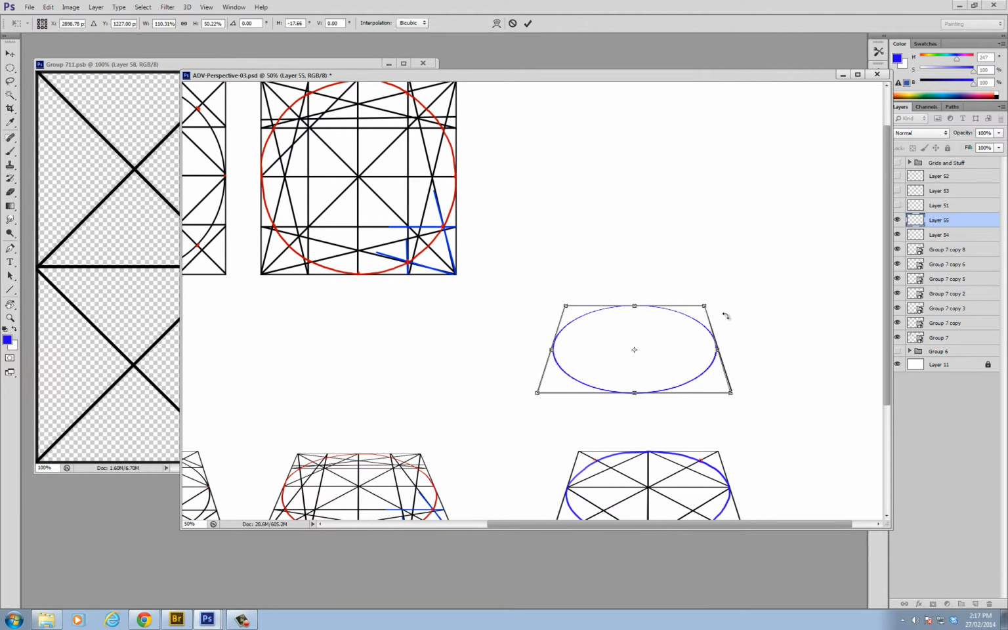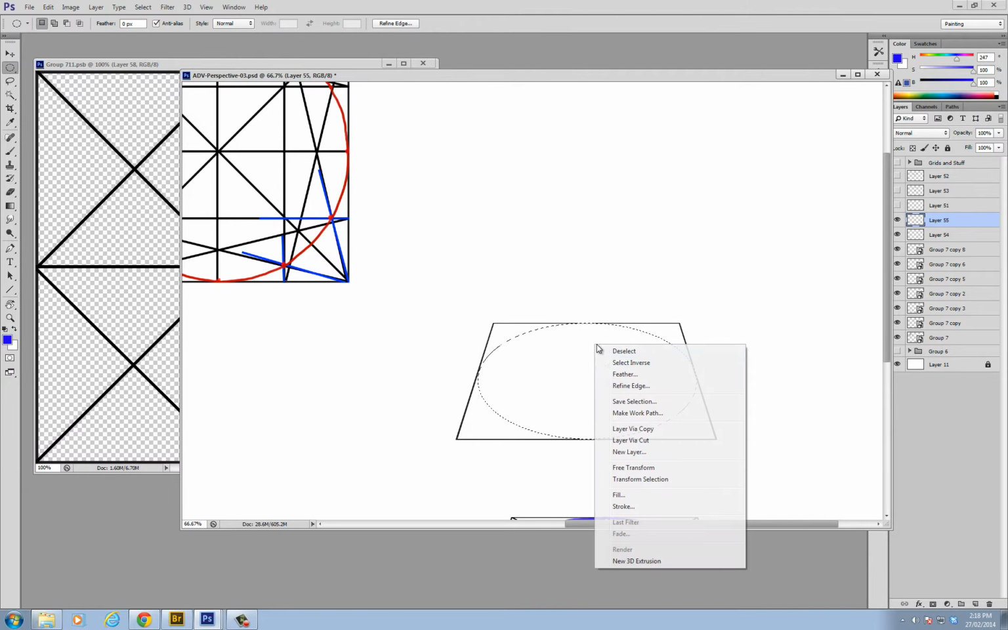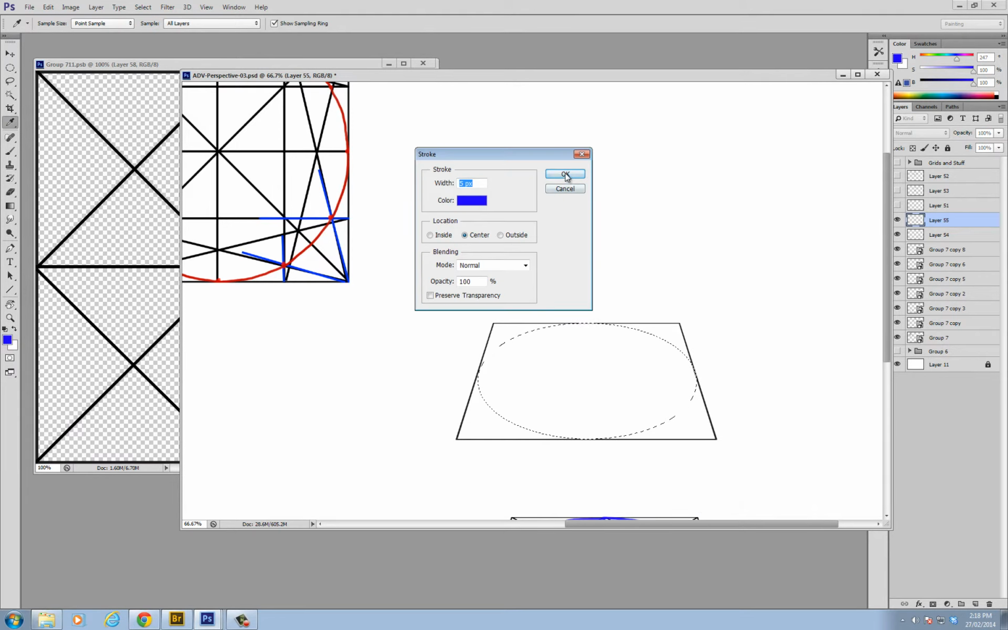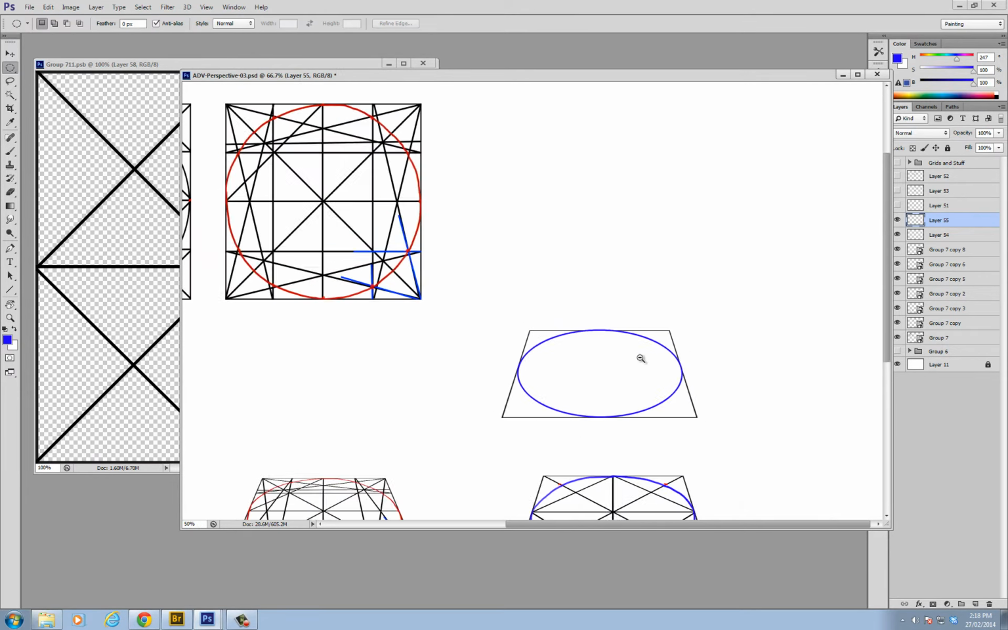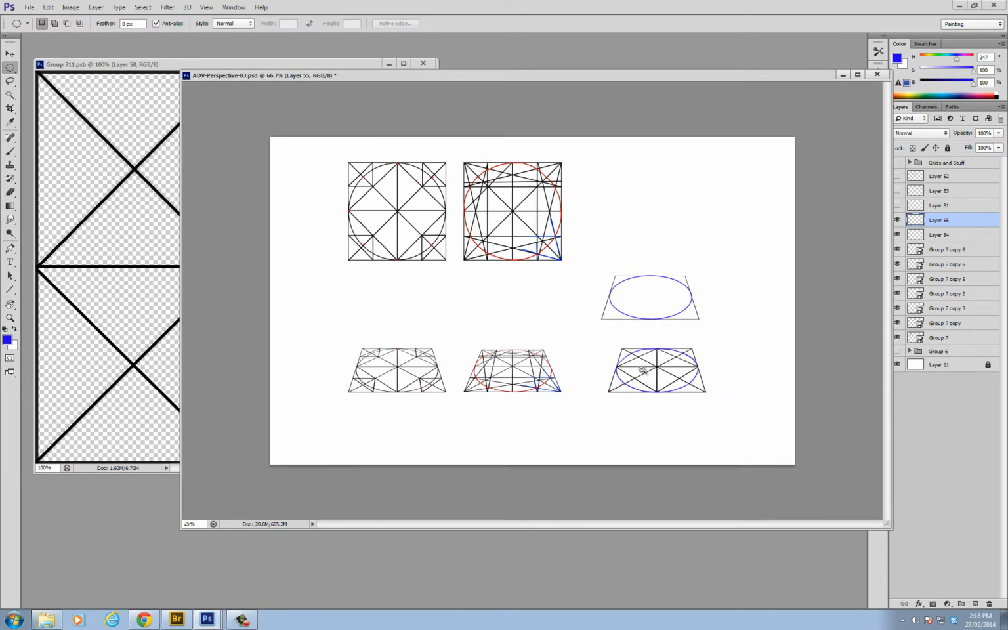you could use the transform selection tool first, if you wanted to get a really quite even line going here and there, and then you can stroke. And that is the cheapest, easiest, cheatiest way to do it.